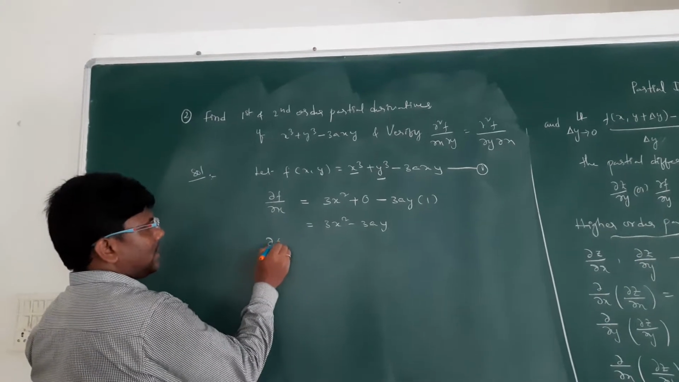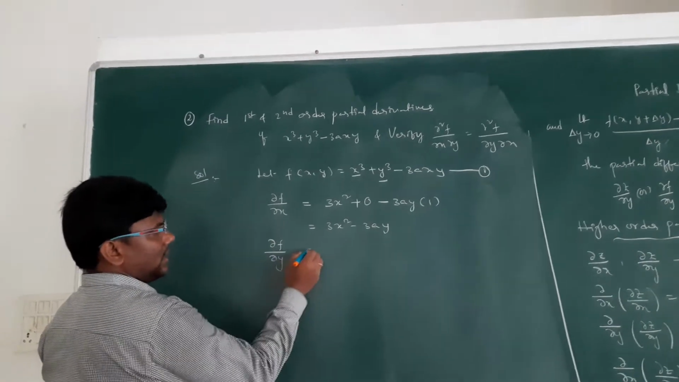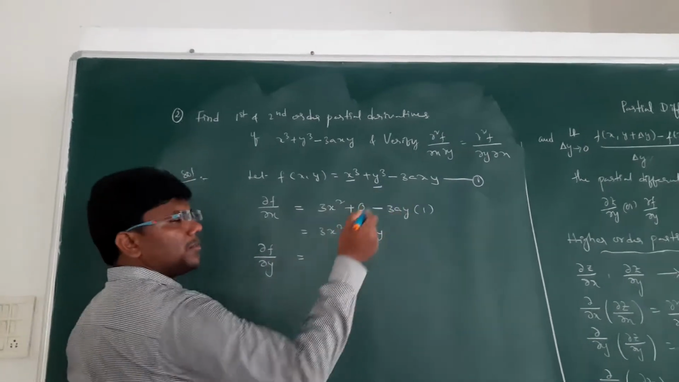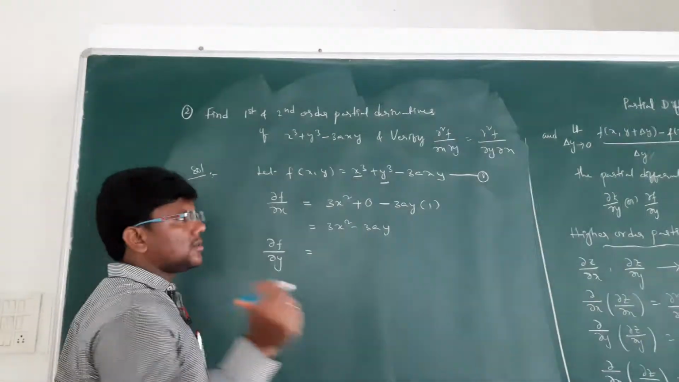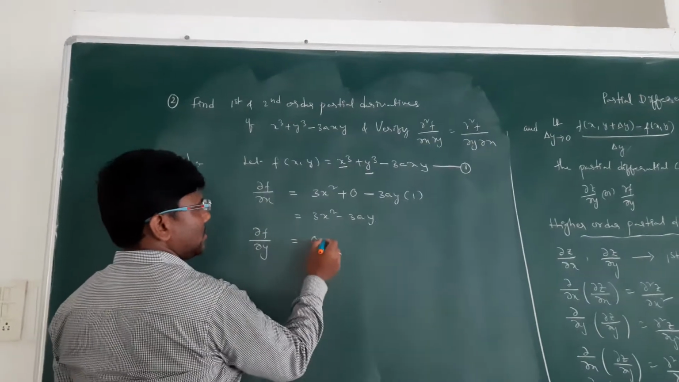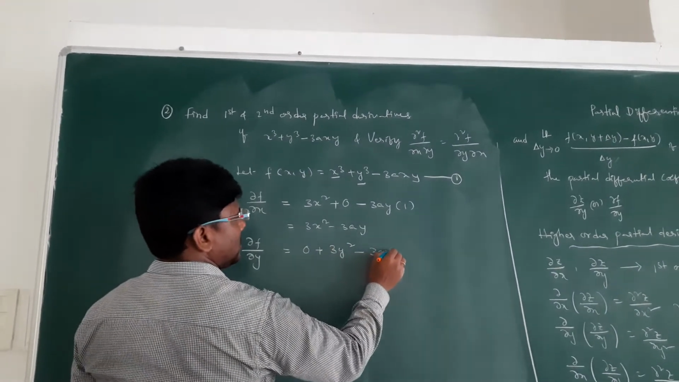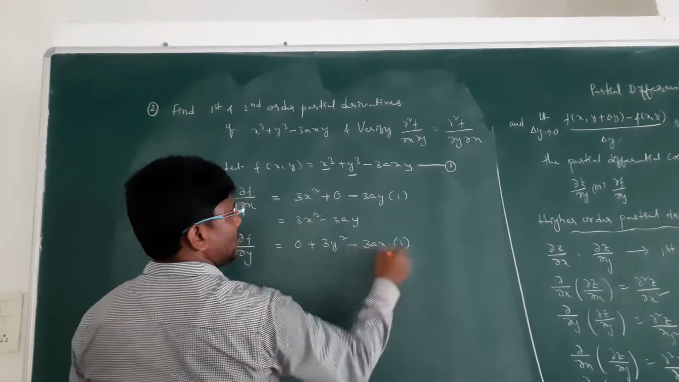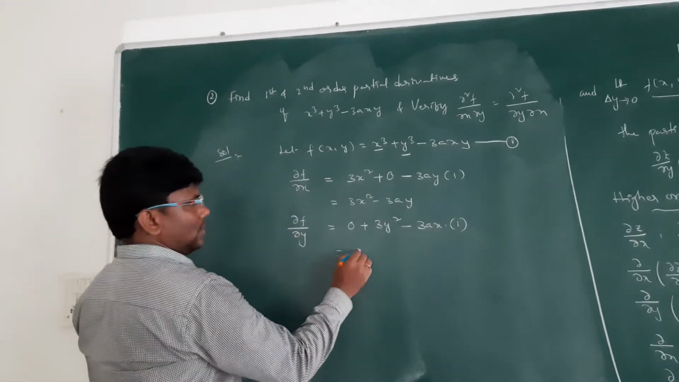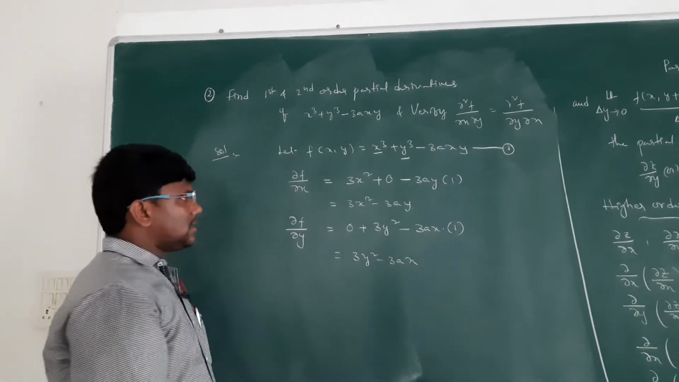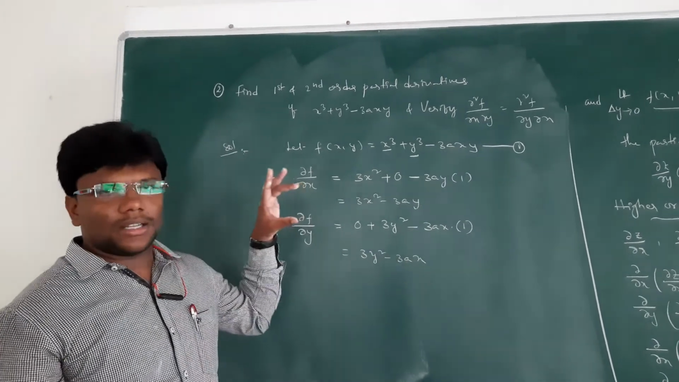Next, differentiate equation 1 partially with respect to y. When we are differentiating partially with respect to y, keep x terms constant. This term is 0, y cube is 3y square, minus 3ax is constant, with respect to y is 1. That is equal to 3y square minus 3ax. These are the first order partial derivatives.